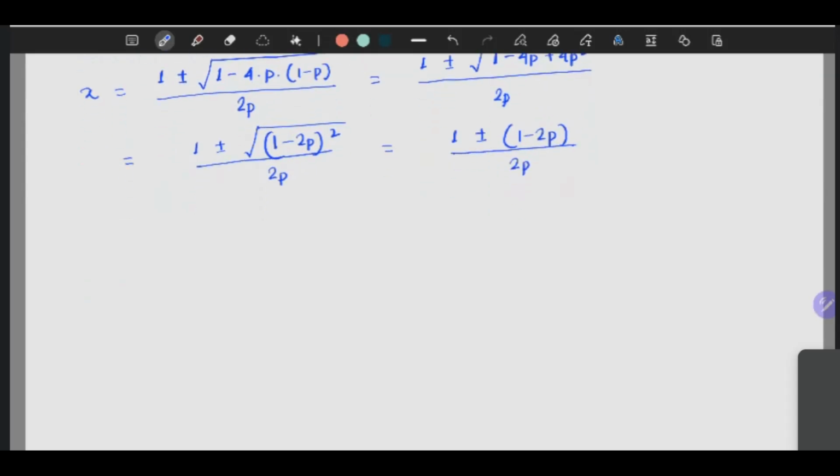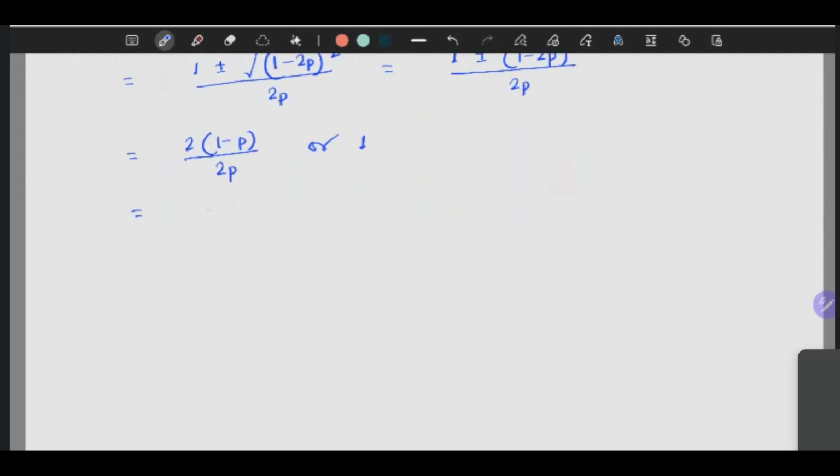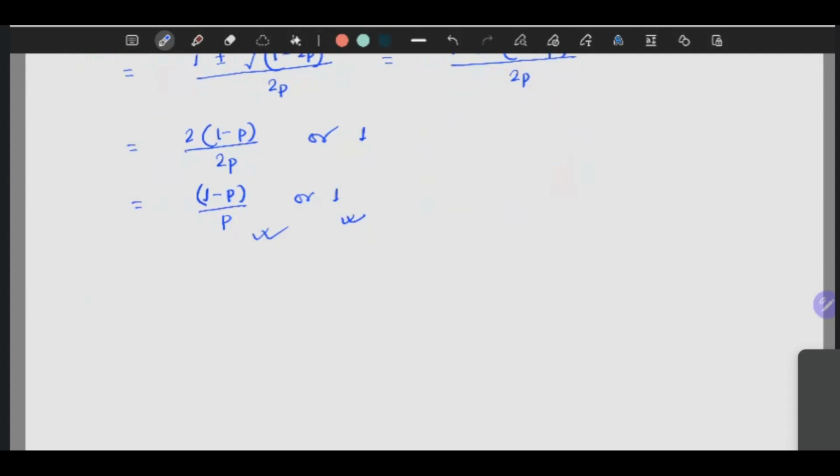So if it is plus, then it becomes 2 into 1 minus p by 2p, or if it is minus, then it will be 1, right? So basically it becomes (1 minus p) by p, or 1. So there are two roots of these things. So there are some important insights here.